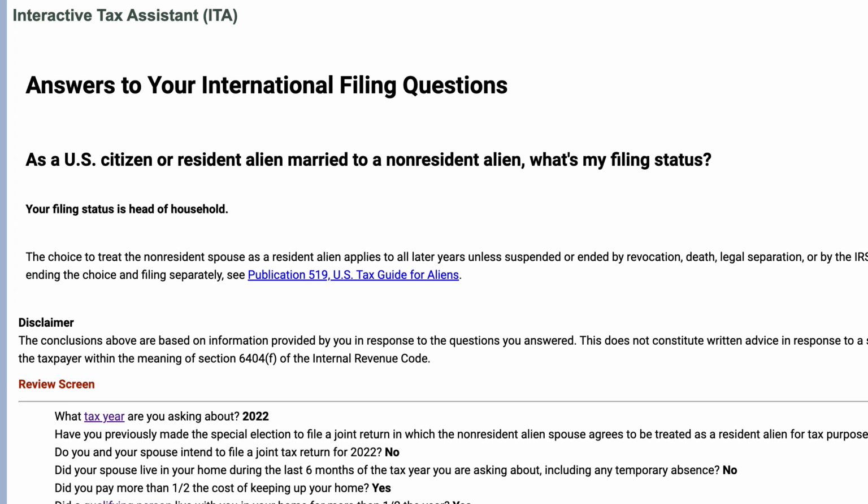Let's say that a qualifying person lived with you for more than half the year and you did pay more than half. You can claim them as a dependent. You're a head of household.